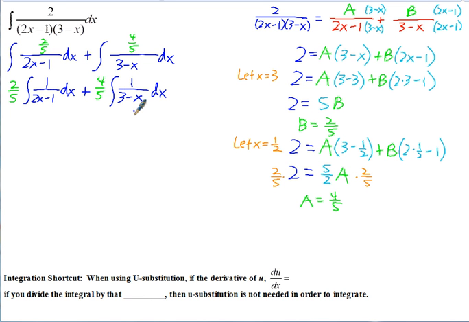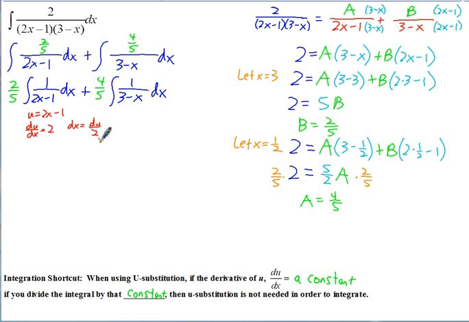The bottom it says an integration shortcut. When using u substitution, if the derivative of u, du dx, equals a constant, if you divide the integral by that constant, then u substitution is not needed in order to integrate. So what I mean by that is, notice if here we said u equal to 2x minus 1, right? In the denominator, the derivative du dx would be 2, so that would mean dx would equal du over 2.